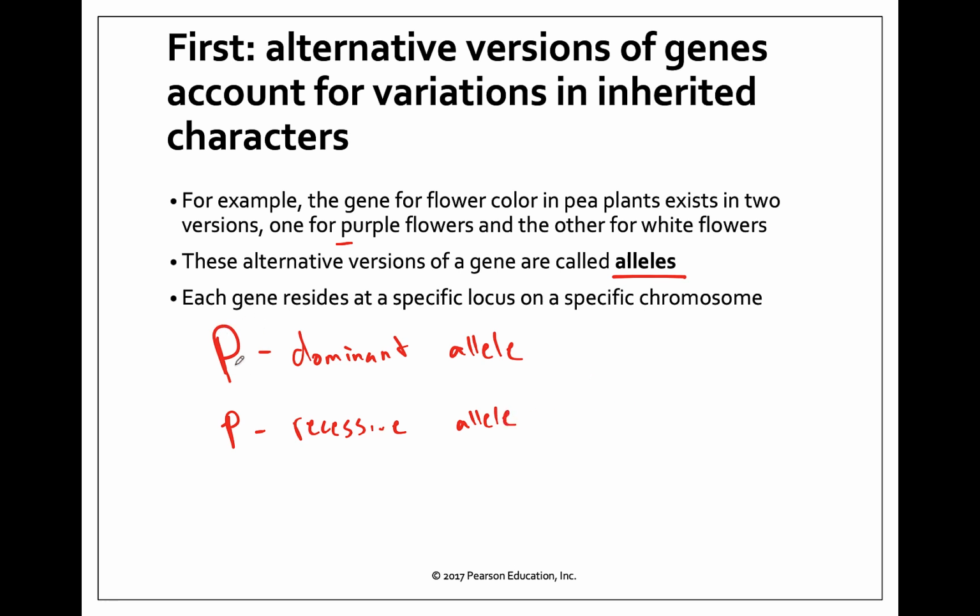If an individual has a dominant P, this is a trait that codes for purple, or the dominant trait. And then an individual with a lowercase p will code for the recessive trait, the white flowers. He also decided that these genes have a specific place on the chromosome. So if this is the chromosome, the gene will always be in a specific location or locus. So a locus is just a specific location on a specific chromosome.